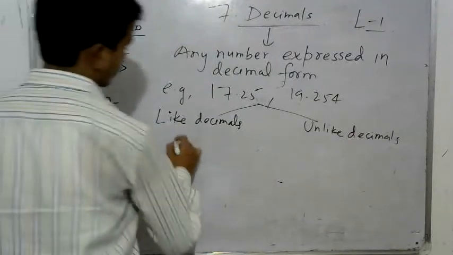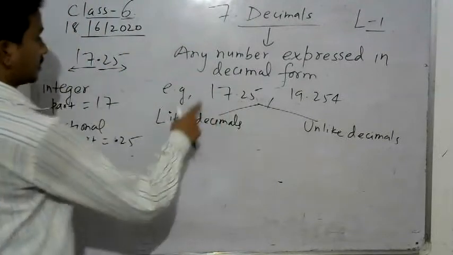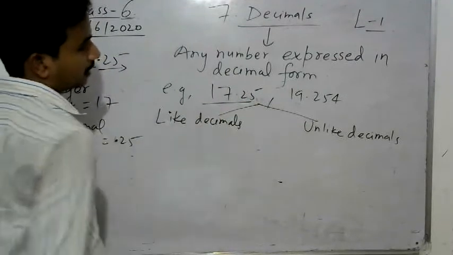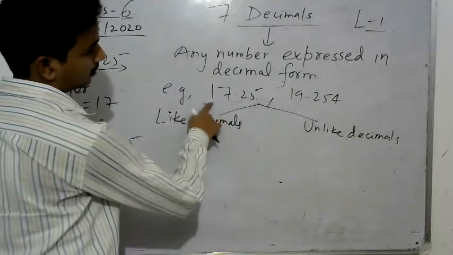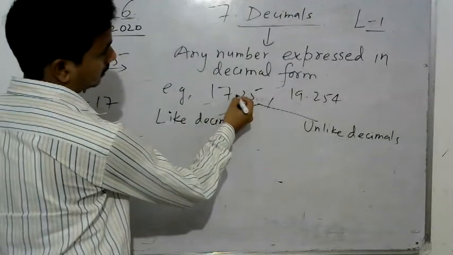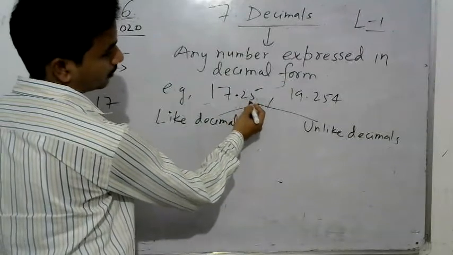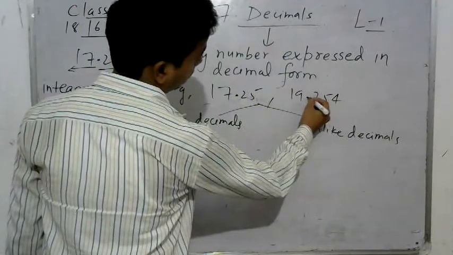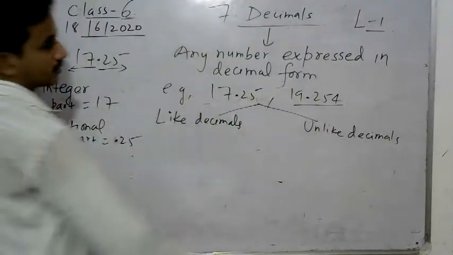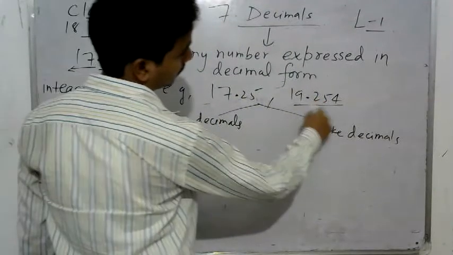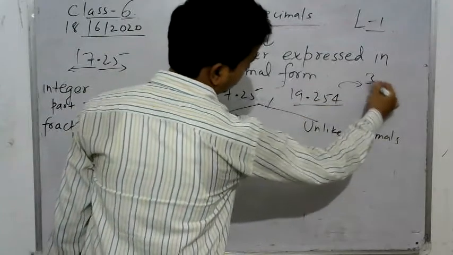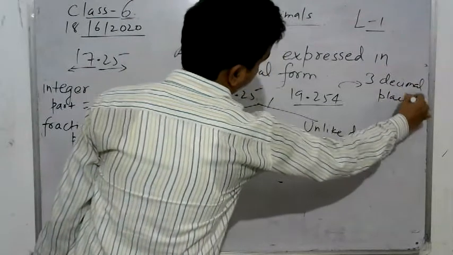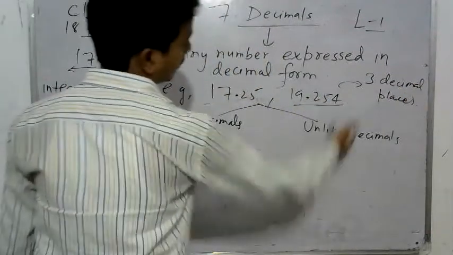Now see like decimals. Over here, how many decimal places does it have? This decimal number has two decimal places. Decimal places means how many digits are there after the decimal point. So after the decimal point there are two digits, so it has two decimal places. And how many decimal places does this decimal number have? This decimal number has three decimal places. And what are decimal places? The number of digits after the decimal point.